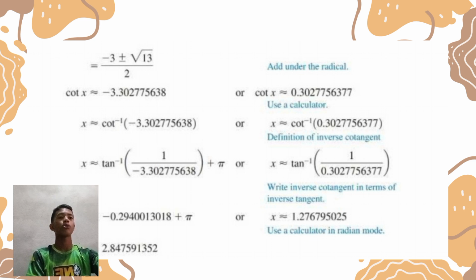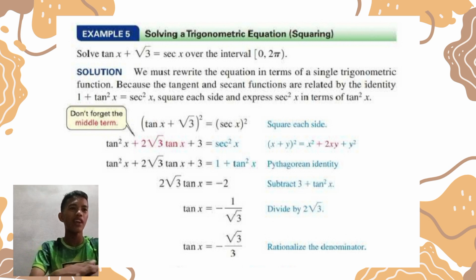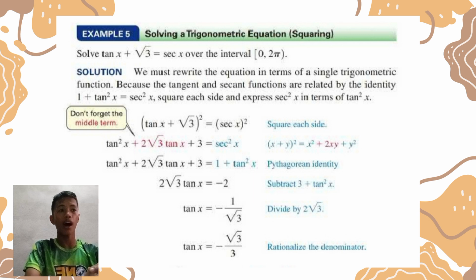Okay, so we have the last example, which is solving a trigonometric equation with squaring. Solve tangent x plus square root of 3 is equal to secant x in the interval of 0 and 2 pi. For the solution, we must write the equation in terms of a single trigonometric function, because the tangent and secant functions are related by the identity 1 plus tangent squared x is equal to secant squared x.